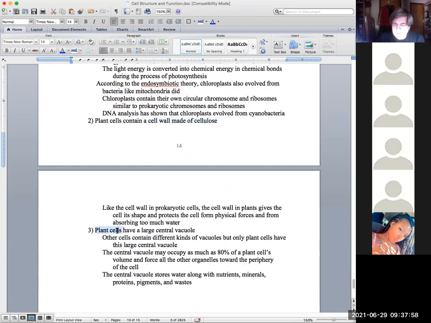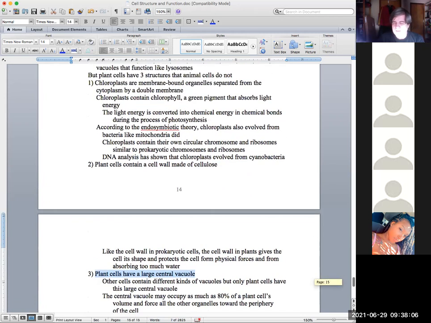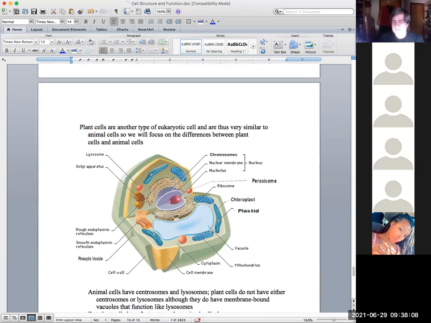And finally, plant cells have a large central vacuole. Now notice there are lots of different types of vacuoles, kind of like lots of different types of plastids. And some of the different vacuoles are found in animals, but not a central vacuole. So the central vacuole is the big kind of swimming pool looking thing here in the middle.